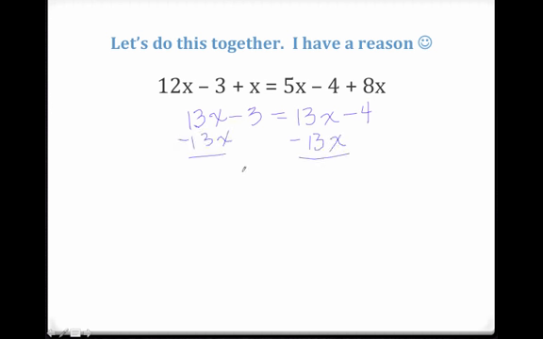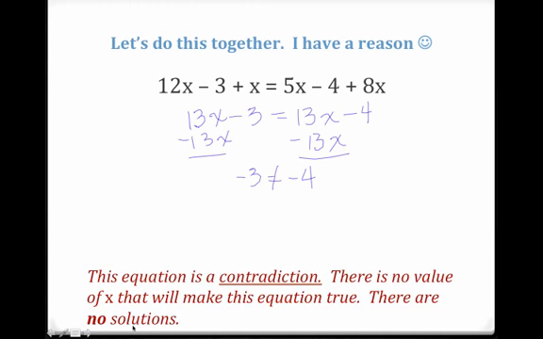Well, these canceled out. I got a negative 3. These canceled out. I got a negative 4. Wait, is that ever possible? Could negative 3 be equal to negative 4? Absolutely not. My negative 3 can't be equal to negative 4. So what I have here is a contradiction.